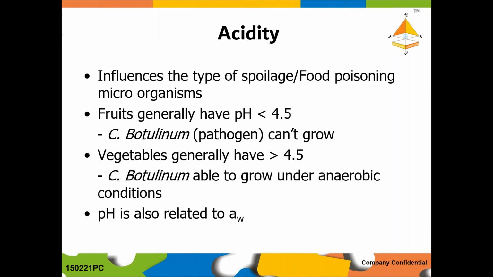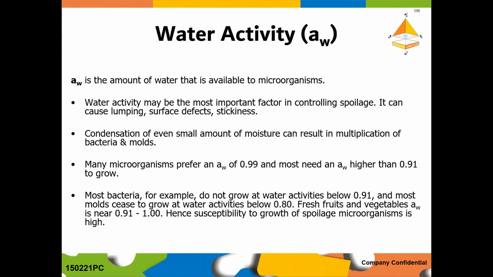Acidity. Acidity influences the type of spoilage. Fruits and vegetables generally have pH less than 4.5. Sorry, the fruits have less than 4.5 and the vegetables generally more than 4.5. And accordingly, there is the issue with botulinum and the growing. pH is also related to water activity, aW. What is water activity? aW is the amount of water that is available to microorganisms. That is in simple terms.